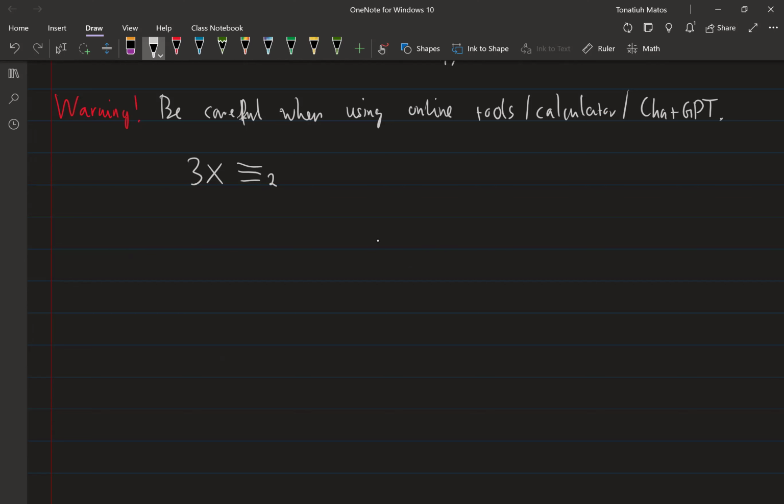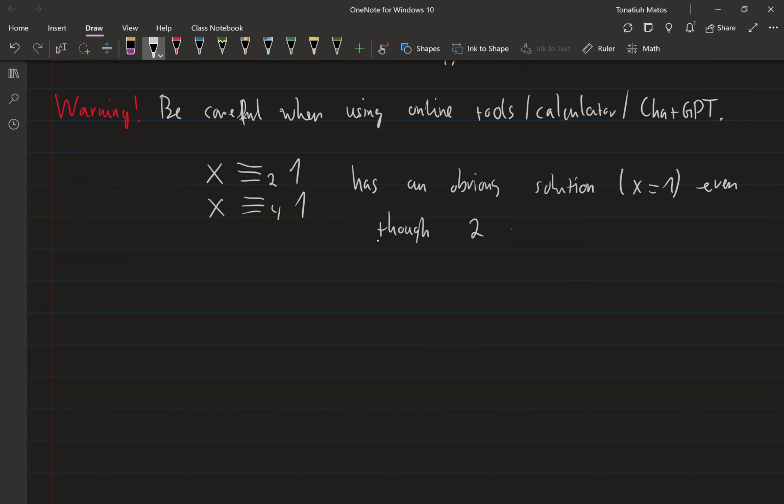Okay, now that I think about this, this might not be the example I want. 2 and 3. Okay, let me think about this. Wait, this is dumb. Of course, this is a very simple example. It has an obvious solution. X equals 1, of course, is a solution, even though 2 and 4 are not coprime.